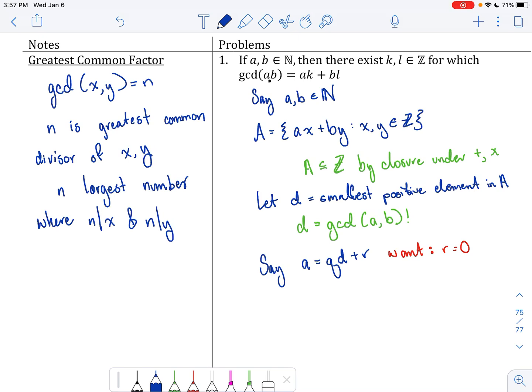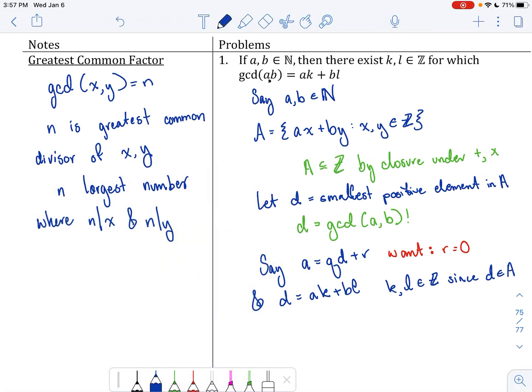Now, what we know about D is that it is an element of this set, right? It's in A. So D is equal to AK plus BL for some K and L in the integers, since D is in A.